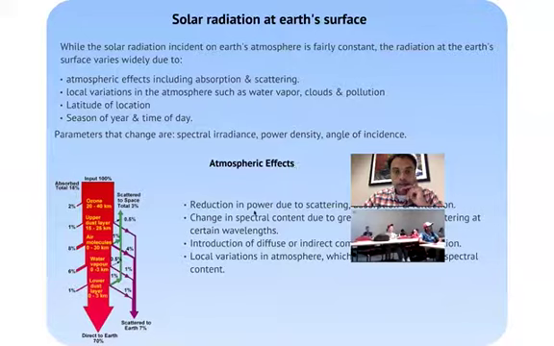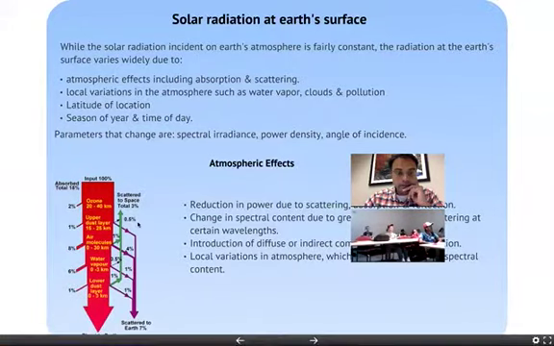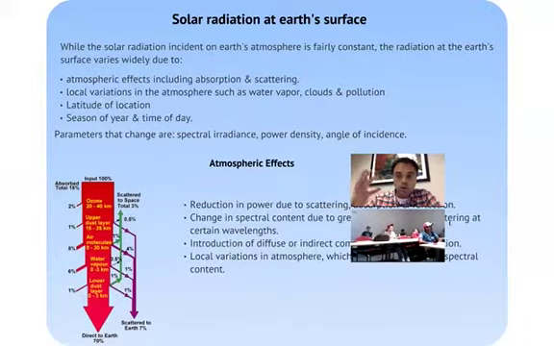The atmospheric effects can also be summarized by this nice little graph here, which shows how much energy is reduced due to scattering, absorption, and reflection. And we should also be aware that the spectral content itself, or the spectral distribution, also changes because absorption and scattering are wavelength specific. In other words, the sky is blue because blue light scatters more than any other color. So that's why we see the sky as blue, right?